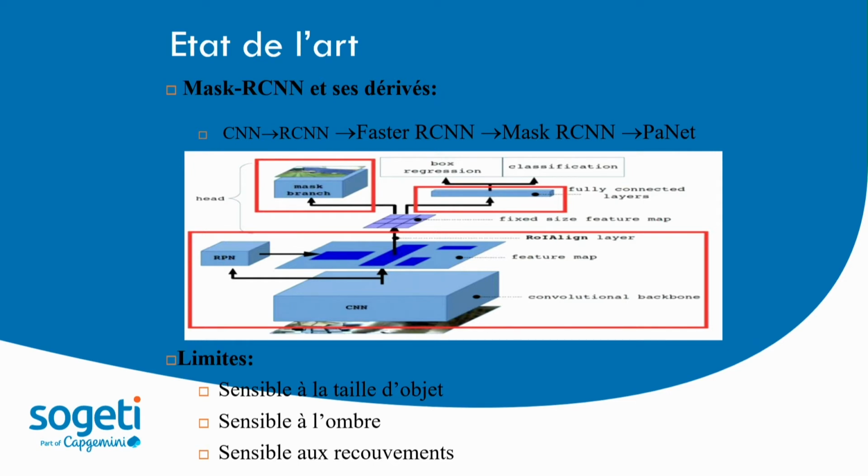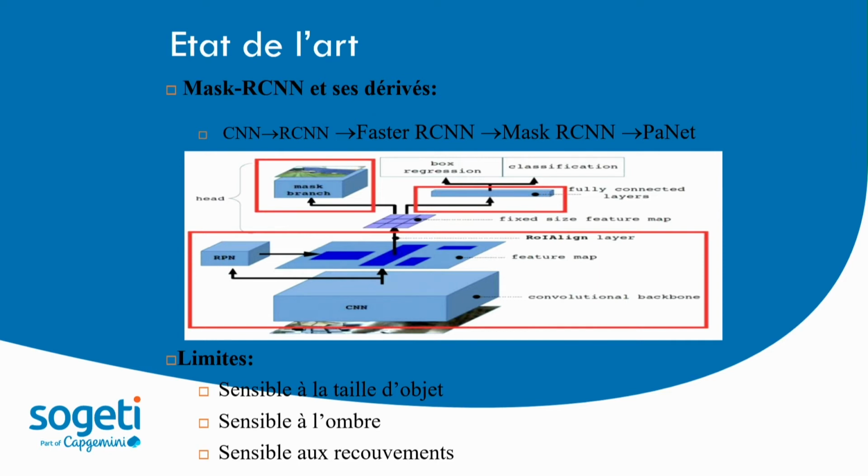This method, the Mask R-CNN, is the best performing algorithm. It won the COCO recognition and segmentation challenges in 2016, 2017, and also 2018. But even this algorithm has some very important limits. For example, it is very sensitive to the sizes of objects, to shadows, and also to overlaps.